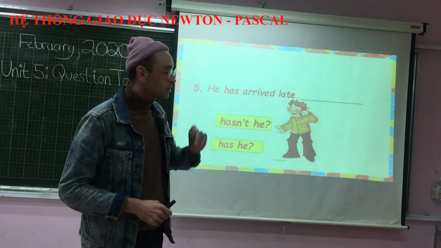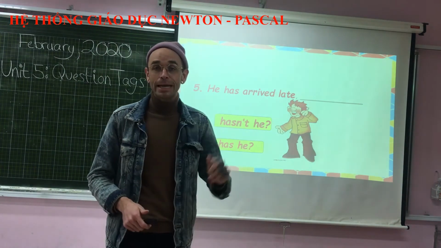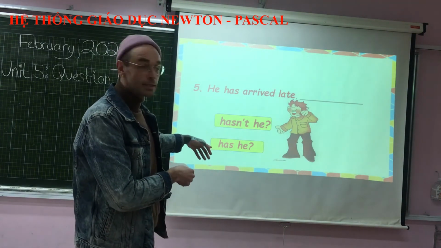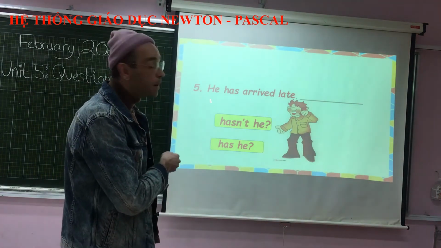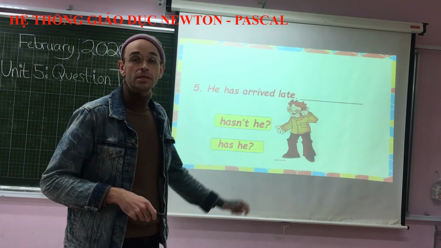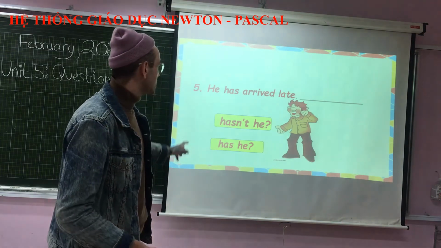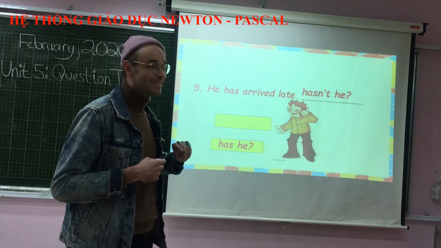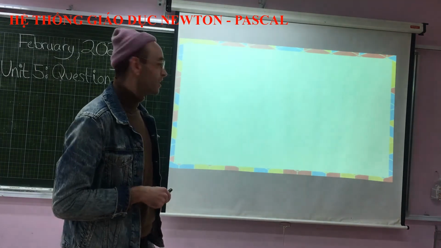Number 5, we have another sentence. He has arrived late, blank. Here again we have two options. Hasn't he or has he? Remember to think, is our statement positive or negative? And that will tell you the answer that you need for the question tag. All right, so the answer to this sentence, he has arrived late, hasn't he? Did you get that answer too? All right, great job. Let's move on.